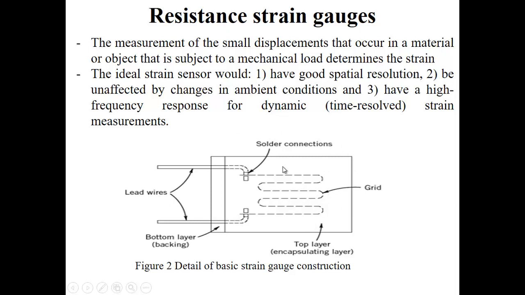Figure 2 is a detail of the basic strain gauge construction. You can see the grid here, and then the lead wire coming out on the outside and the inside, and then a cover for the inner layer, and the outer layer is the encapsulating layer.